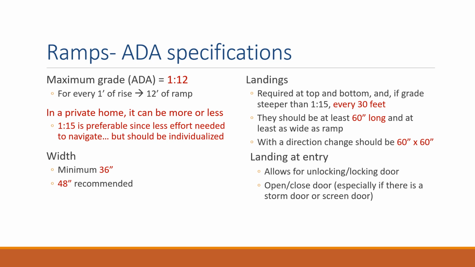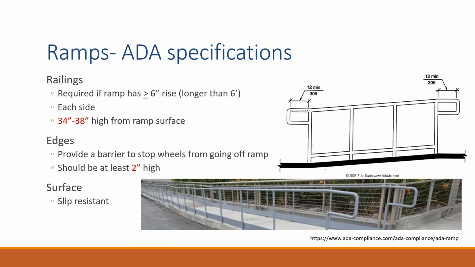When the landing is part of a directional turn, there must be a clear width of at least 60 inches and a minimum length of 60 inches without being obstructed by handrails, vertical posts, edge protectors, or any other elements. The landing at the entrance should allow enough room for locking and unlocking the door, and also to open and close the door. And in Oregon, having a covered door makes it even more helpful to open and close the door.